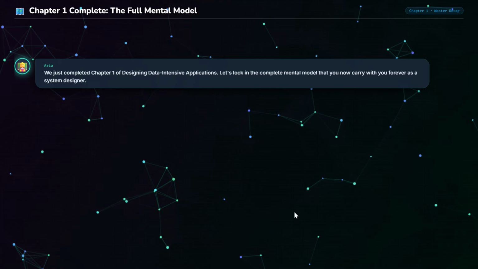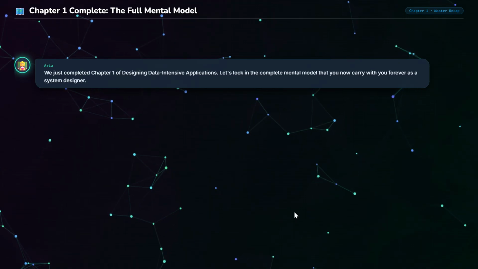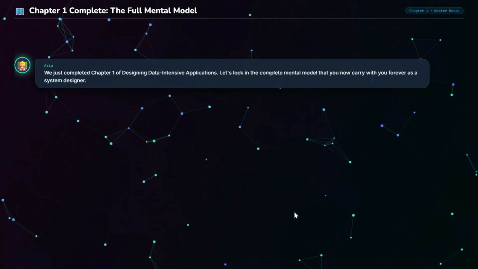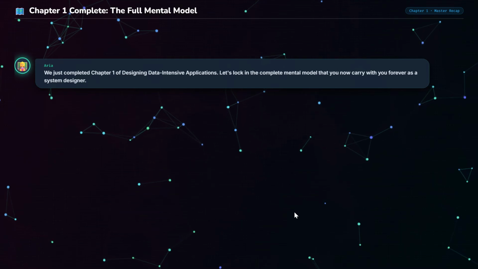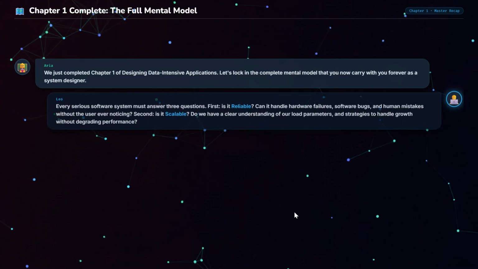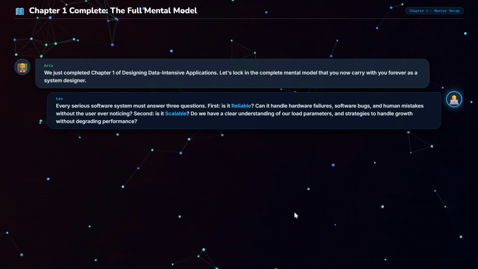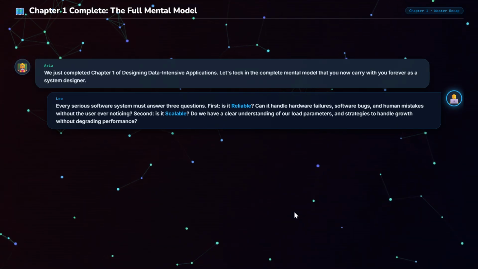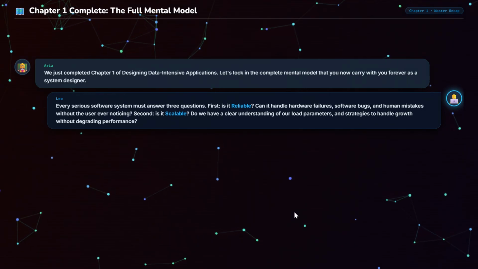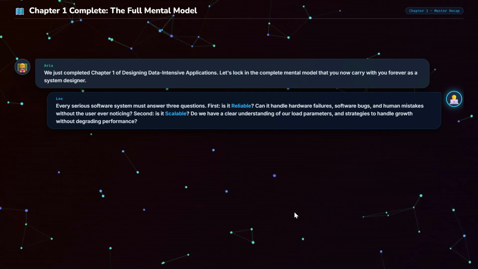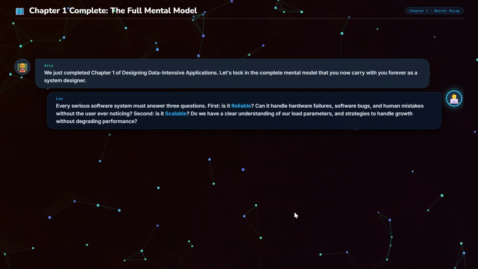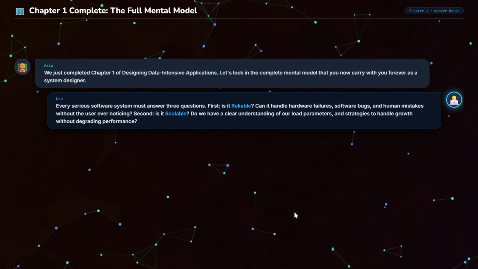We just completed Chapter 1 of Designing Data-Intensive Applications. That was a genuinely dense and important chapter, and you made it all the way through. Let me give you the complete mental model that you now carry as a system designer. Every serious software system must answer 3 questions honestly. First, is it reliable? Does it absorb hardware failures, software bugs, and human mistakes without any of that pain reaching the end user? We learned about the 3 fault categories and how to defend against each.